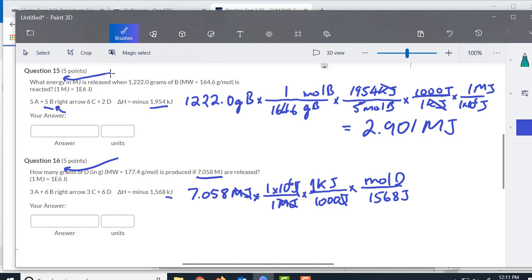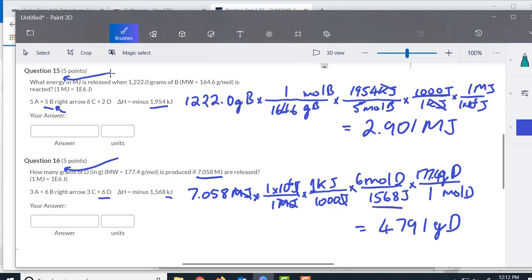Now how many moles of D? Well, according to this, 6. So 6 moles of D goes in here. And we need grams of D, so we're going to need moles of D on the bottom here to cancel that. And the grams of D is going to be the molecular weight, 177.4 over 1 mole. And this is going to come out to be 4791 grams of D. 4 significant figures because that's what we have here, 4 and 4.